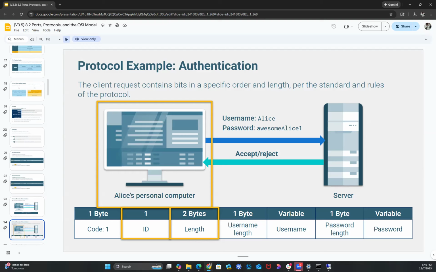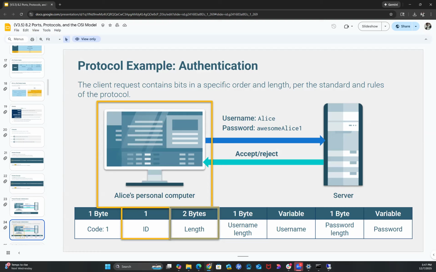This diagram on the slide shows the PAP rules the client uses to send a request. The fields must be in exact order: code number, then ID, length, username length, username, password length, and password. The top row indicates the length of each field in bytes. The bottom row indicates what data is expected in the field.